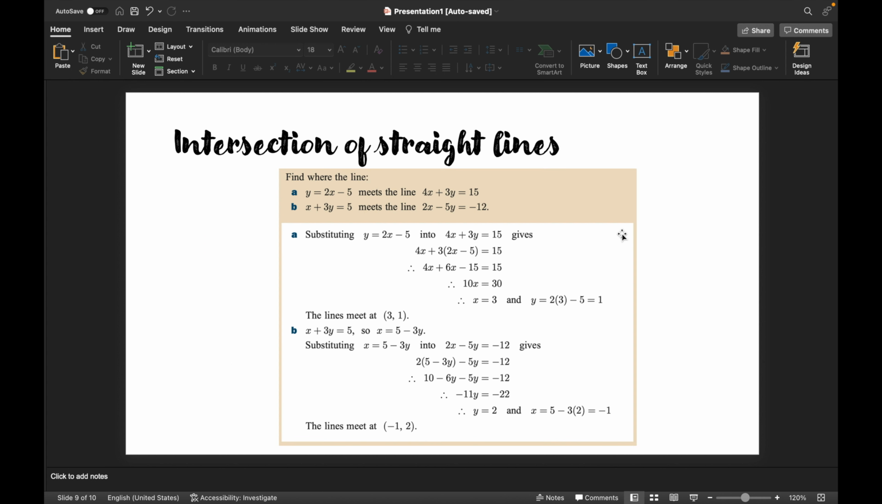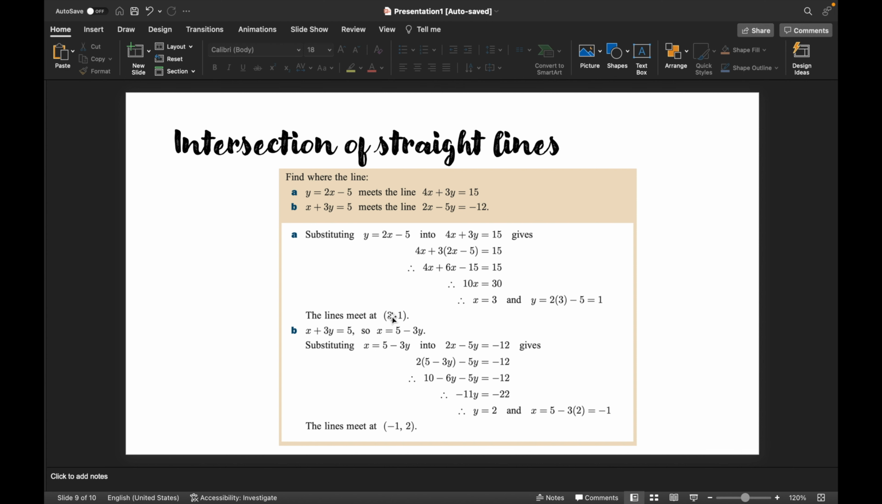So now let's move on to the intersection of straight lines. Okay, this is very simple also. What you're supposed to do is equate the values of y, and then find the value of x. Then substitute the value of x that you get into any one of the equations, and you'll end up with the same y value. So it's basically pretty simple.